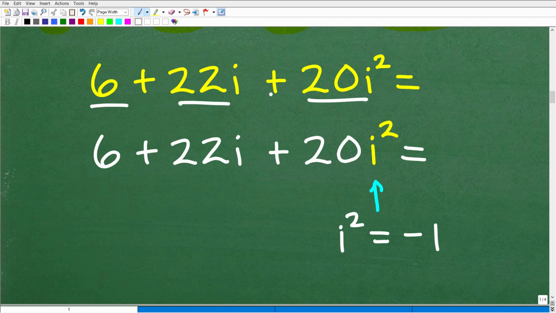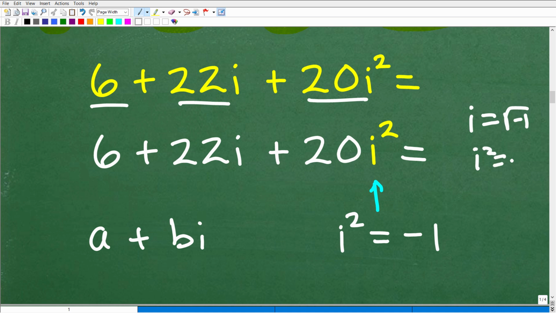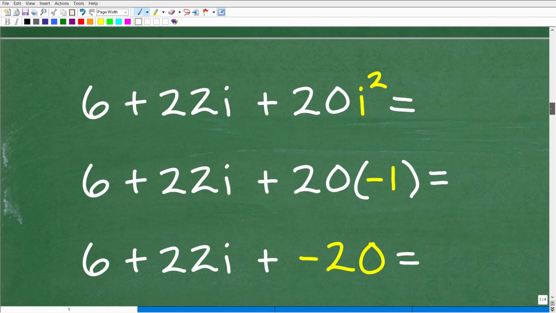Okay, remember, we know that the final answer is going to be a complex number written in a plus bi form. But right here we have this i squared, so we have to get rid of that i squared. And remember, I told you i is equal to the square root of -1, so i squared is equal to -1. Okay, so we're going to replace that i squared with a -1, and you're going to see how easy it is to do this problem.